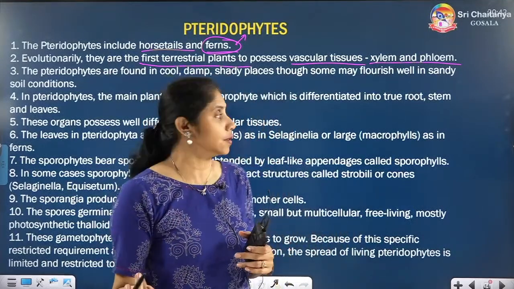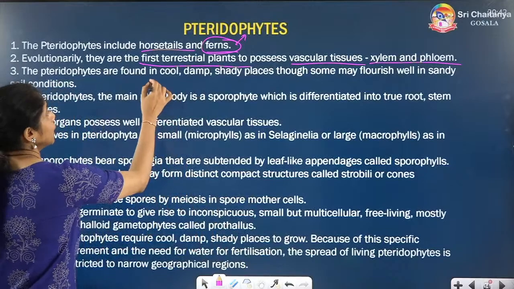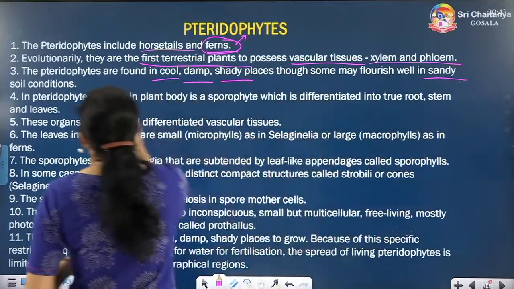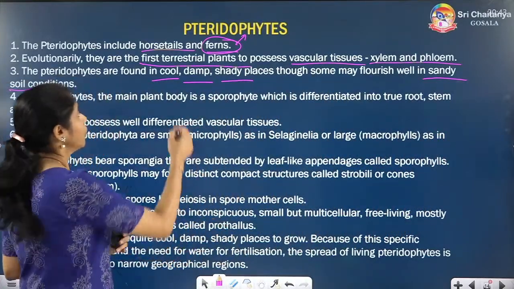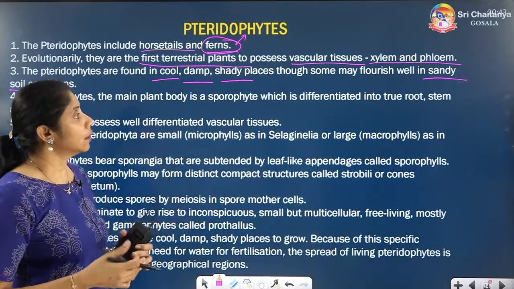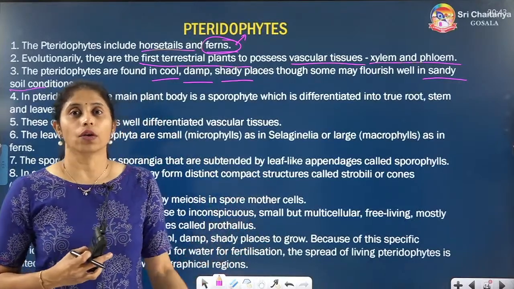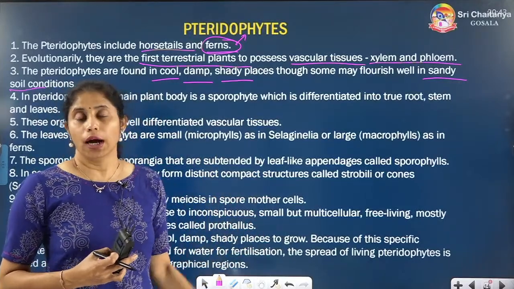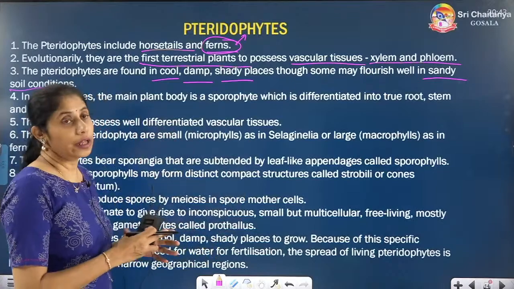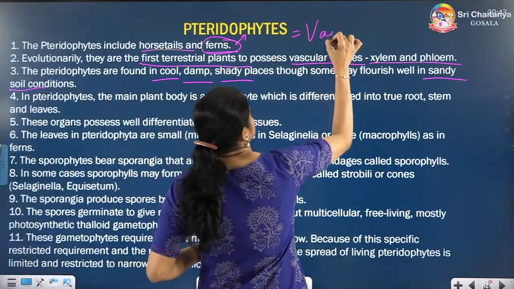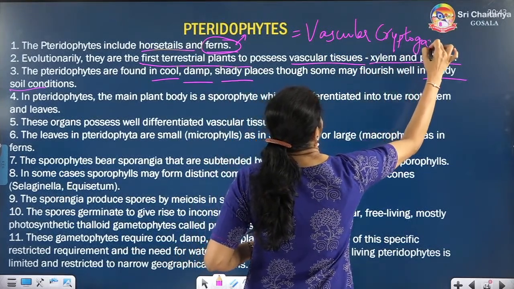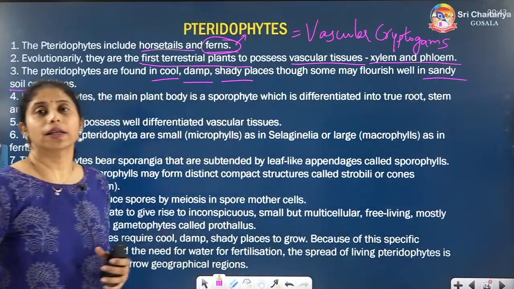Cryptogams means non-flowering plants. These are present in cool, damp, shady places, though some may flourish well in sandy soil conditions. Generally, they prefer damp, shady, cool areas where water is more. They can also live in sandy soil, where sand is more. And these are the first land plants with vascular tissues, so their nickname is vascular cryptogams. They contain xylem and phloem.